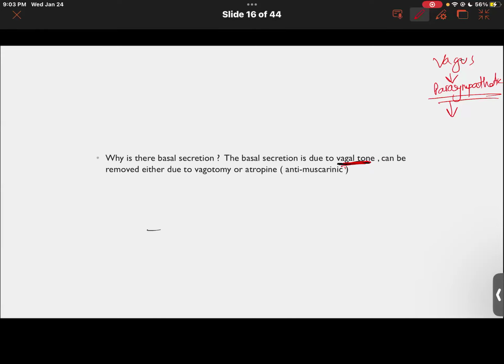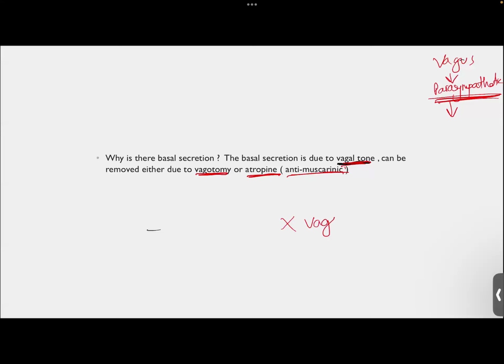So the vagus always has a small connection with the stomach, and that connection is basically what causes the release of acid during the basal period. And it can be removed by a vagotomy, which is removal of the vagus nerve, or atropine, which is an antimuscarinic. The muscarinic receptors are parasympathetic, but if you have an antimuscarinic, then it would block this pathway. So in either case, you would have no vagal tone, which means no basal secretion, right? So no vagal tone, no vagus, means no basal secretion.